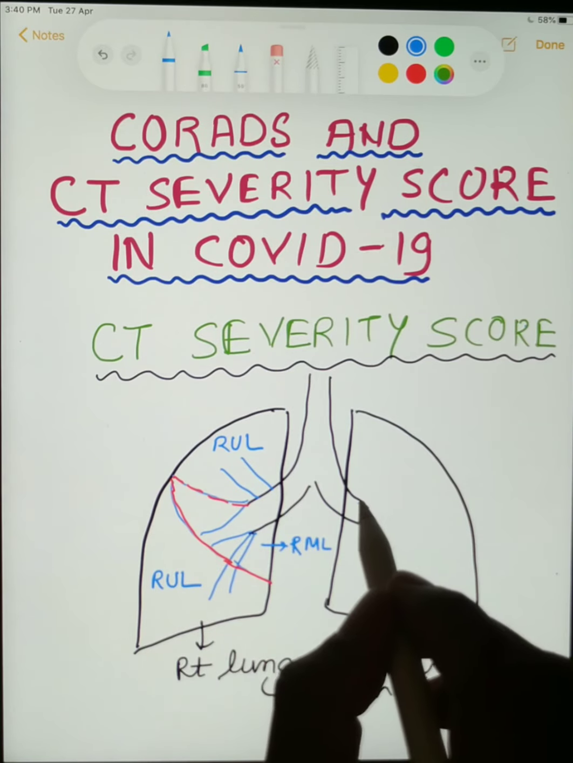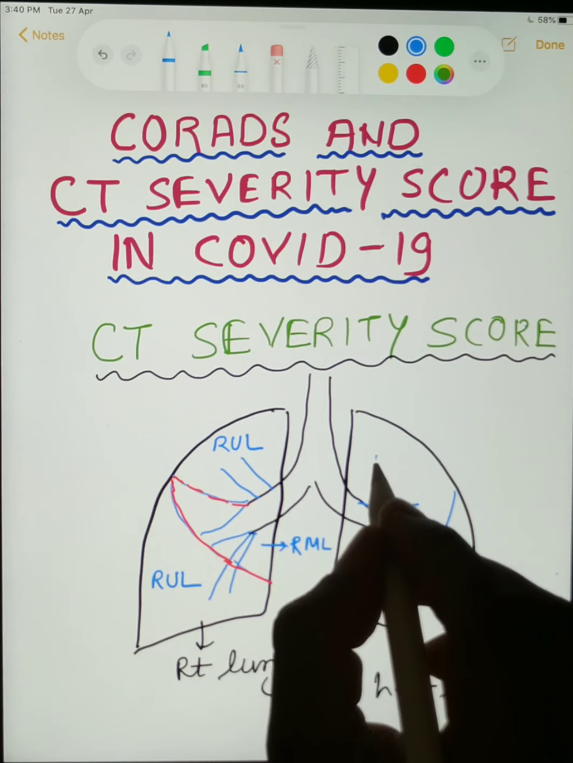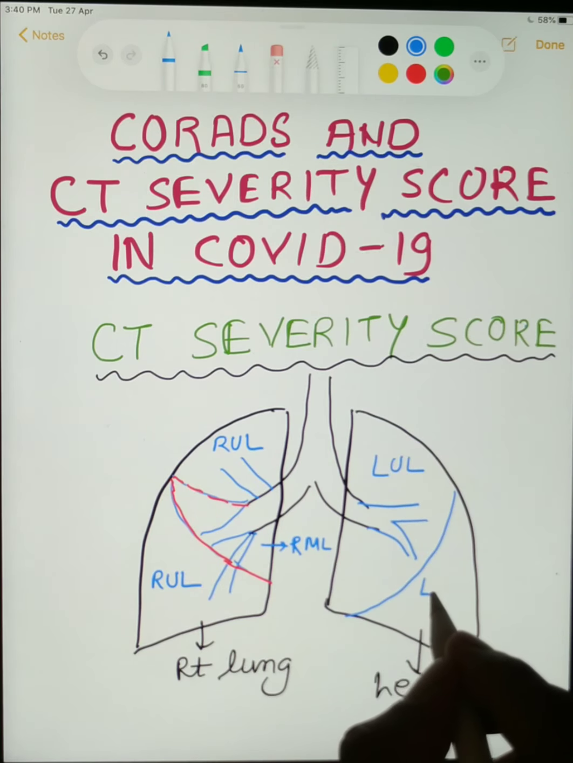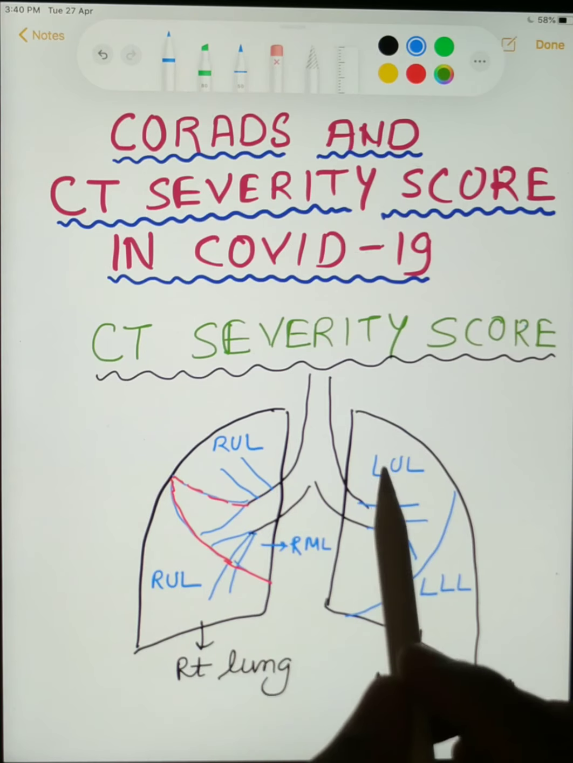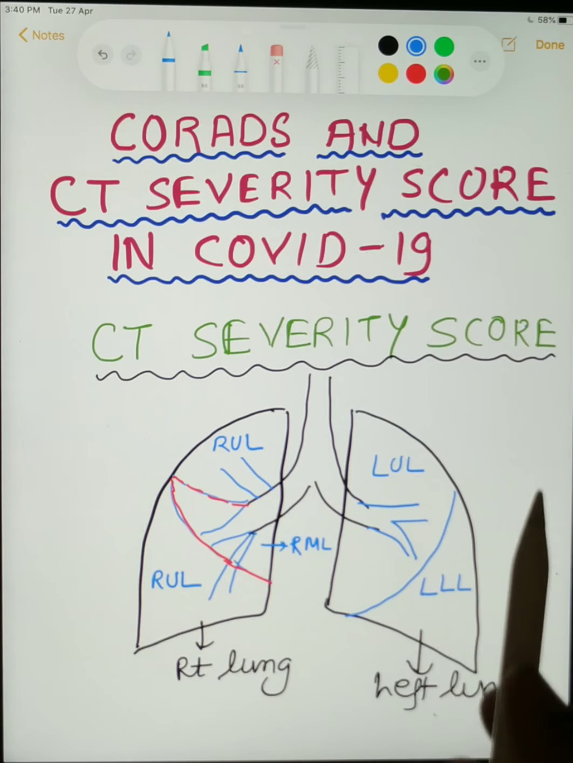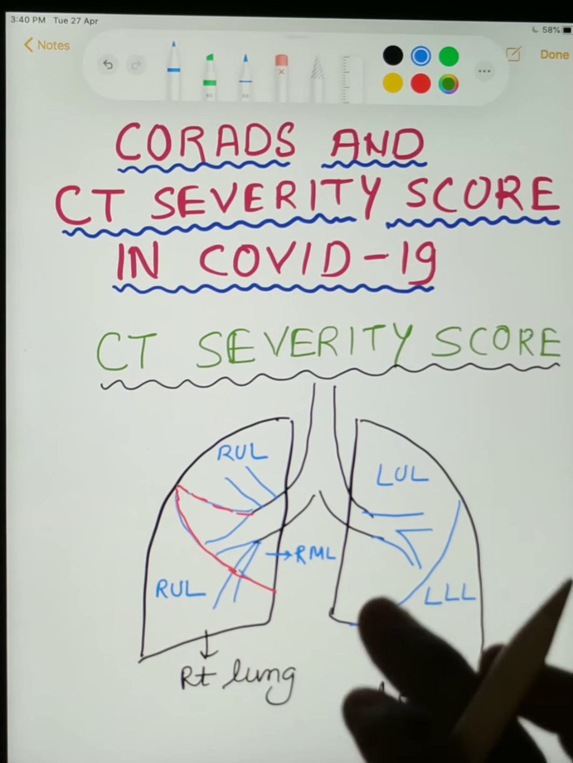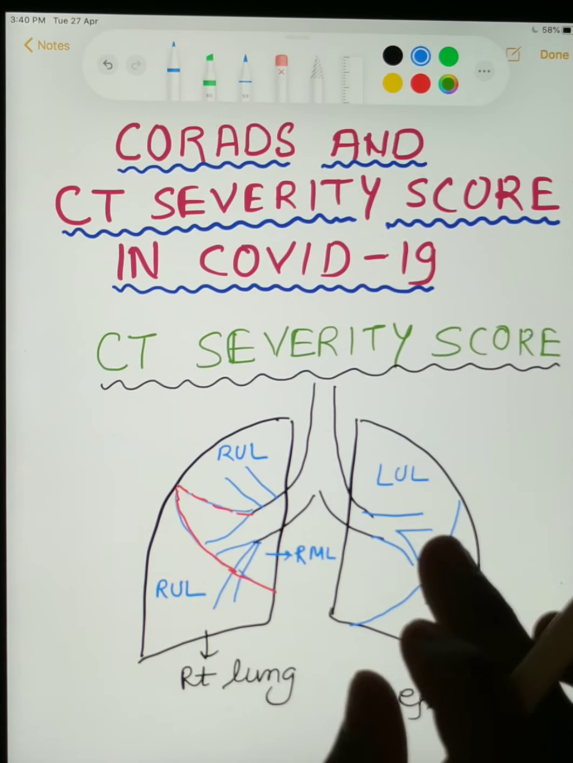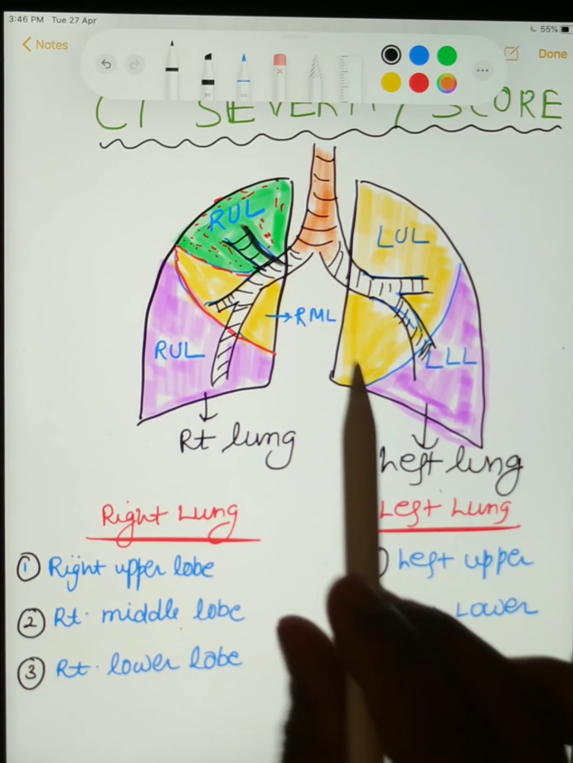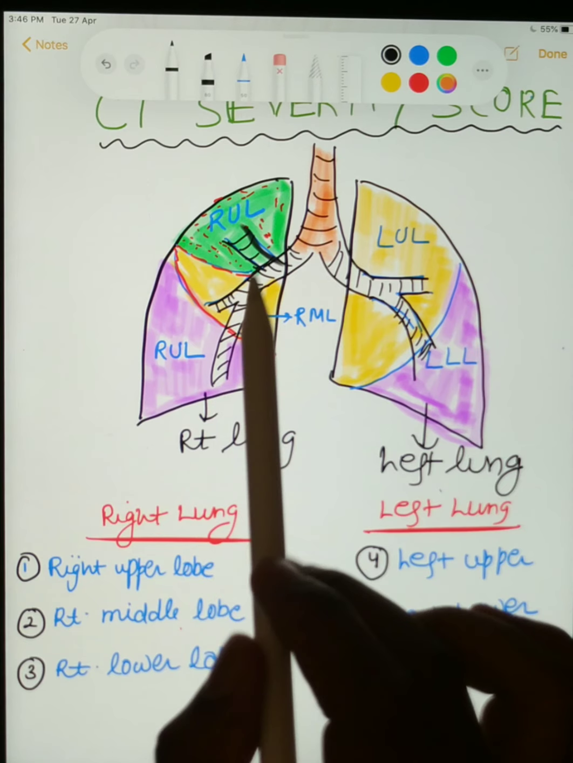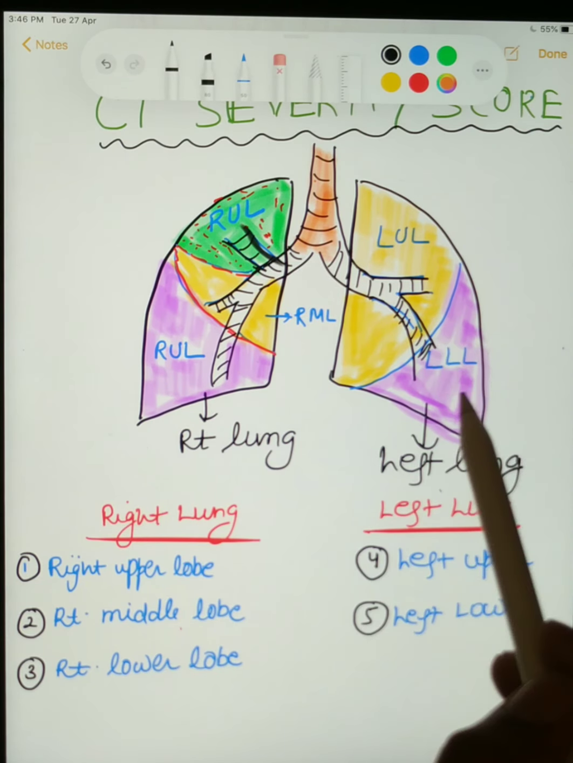Left lung has 2 lobes, left upper lobe and left lower lobe. So in right lung there are 3 lobes and in left lung there are 2 lobes, so total there are 5 lobes in both of the lungs. Right lung has right upper lobe, right middle lobe and right lower lobe. Left lung has left upper lobe and left lower lobe.